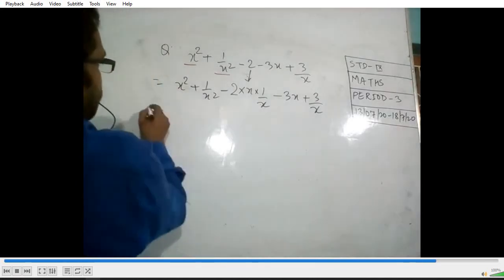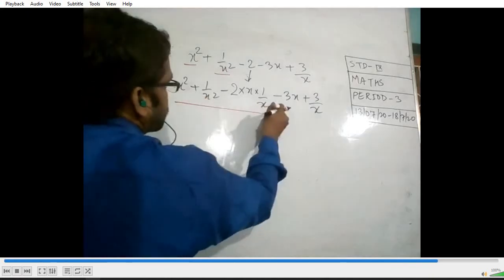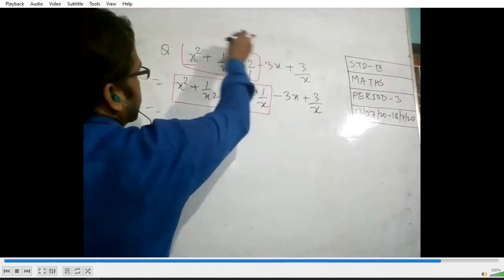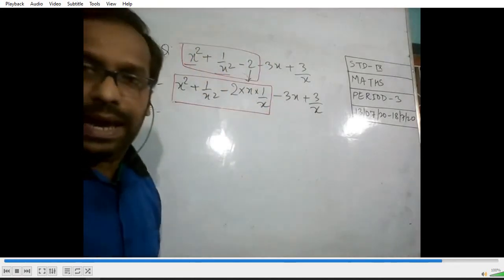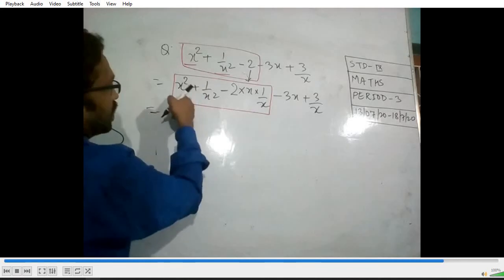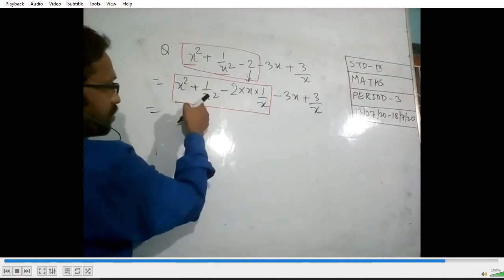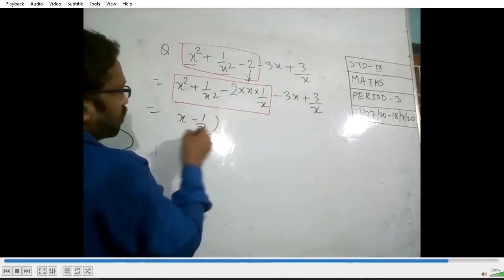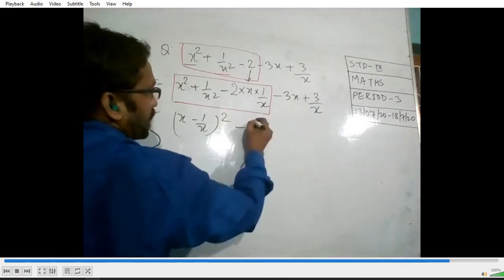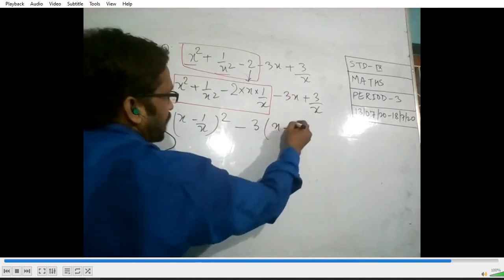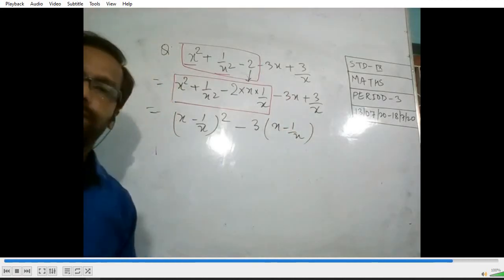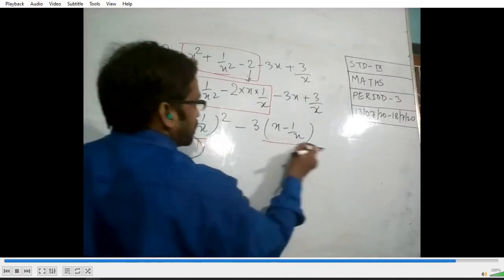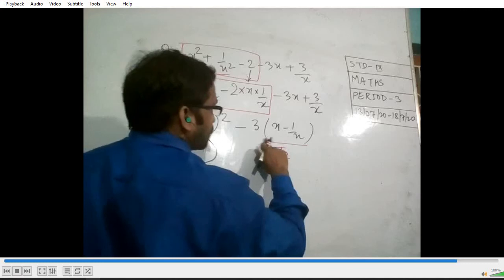So now this whole term is equal to this, and that is equal to a square plus b square minus 2ab, that is x minus 1 by x whole square, minus, I will take 3 common here, it will become x minus 1 by x. Okay. Now this is term number 1 and this is term number 2.